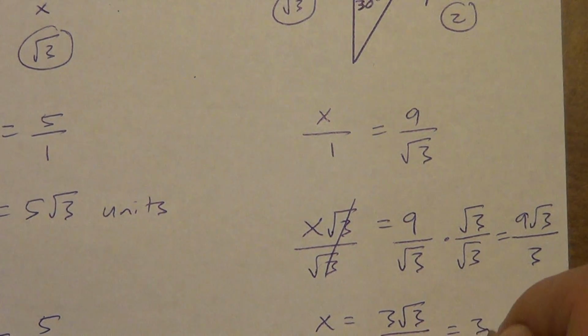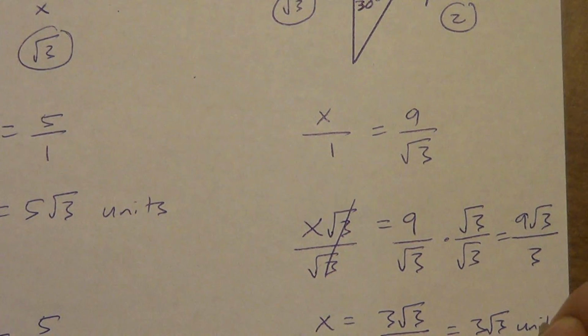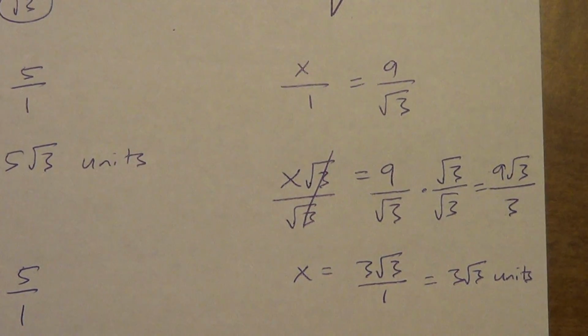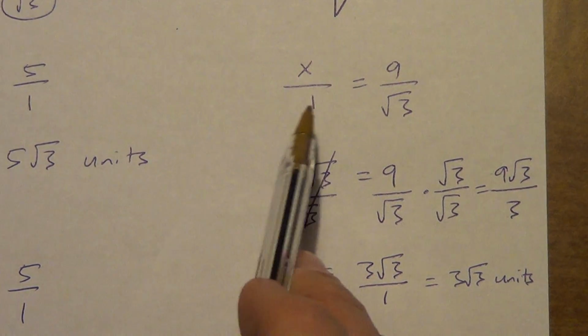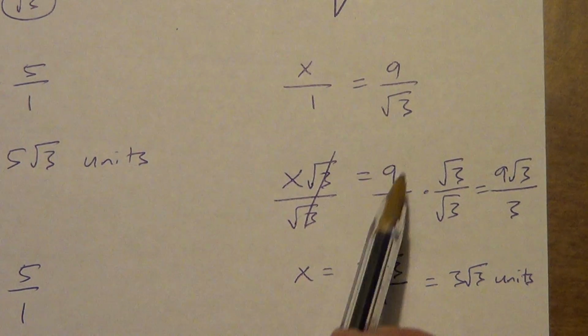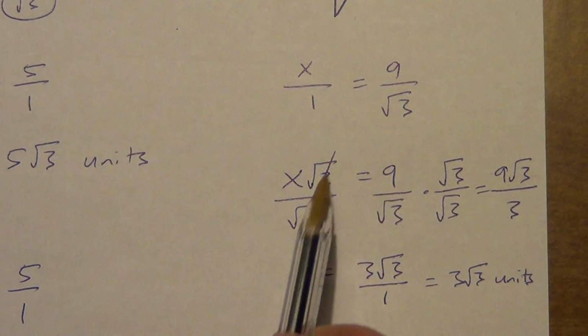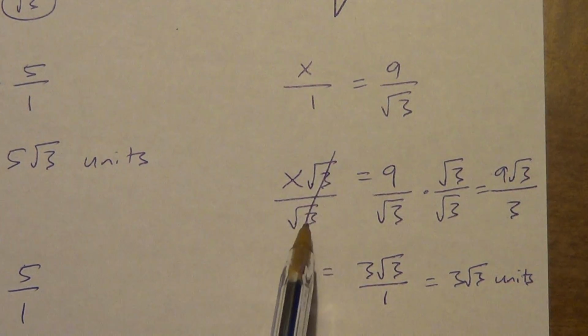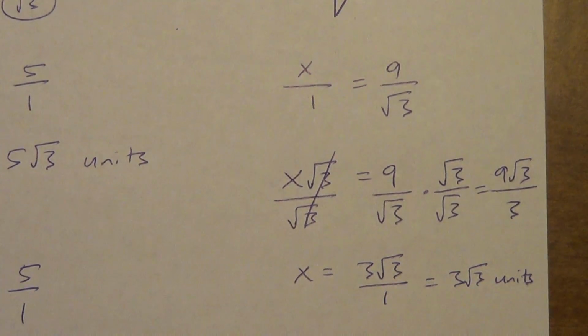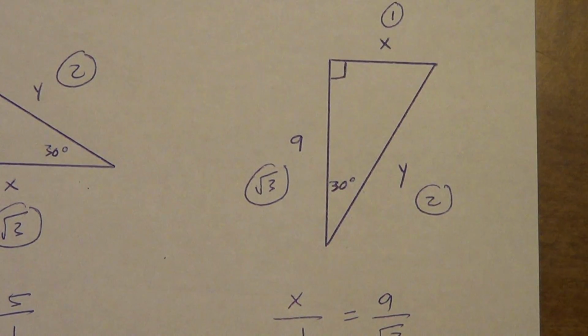We don't really need the over 1 part, so 3 root 3 units. Now, once again, some of you may have noticed, hey, it's over 1. I could just scribble it out. I have 9 over root 3, which gets you right here. You just start from there. Basically, you ignore this little cross multiplying and dividing step. All right? So, let's go to the y now.